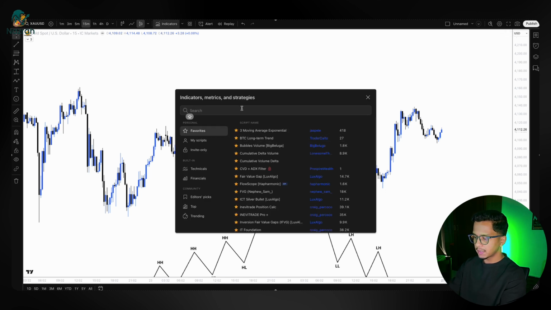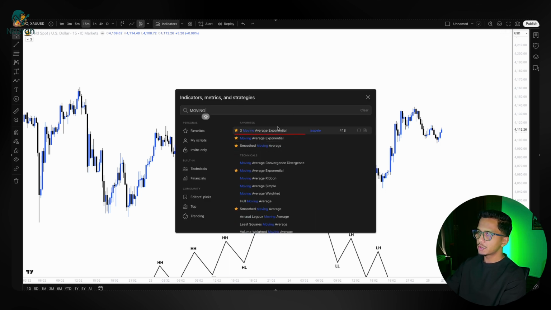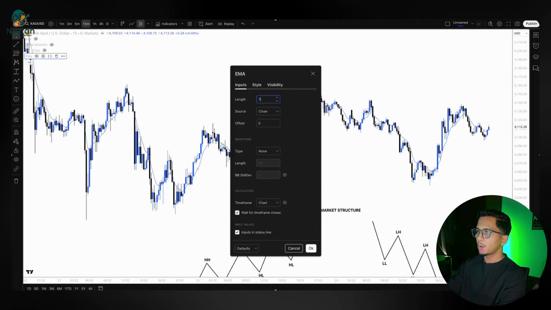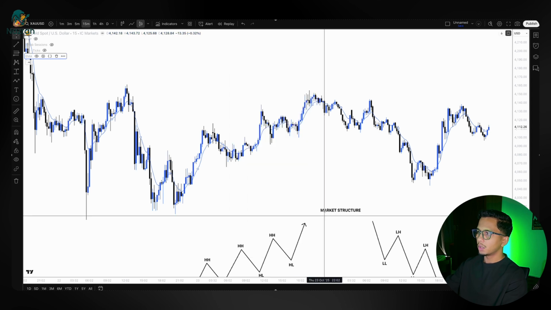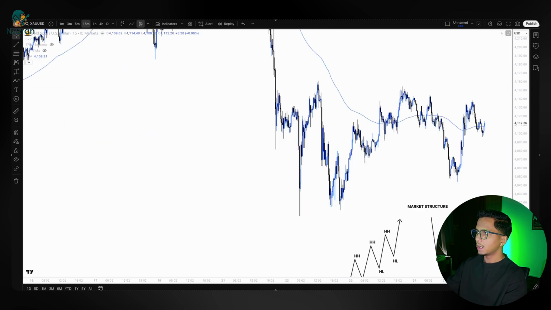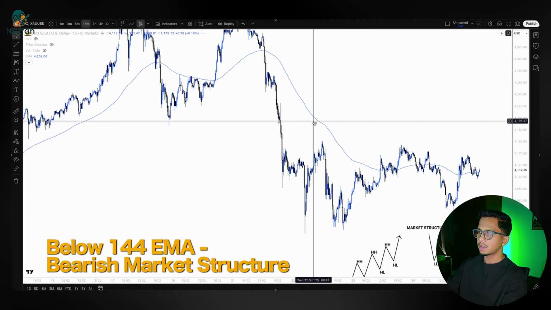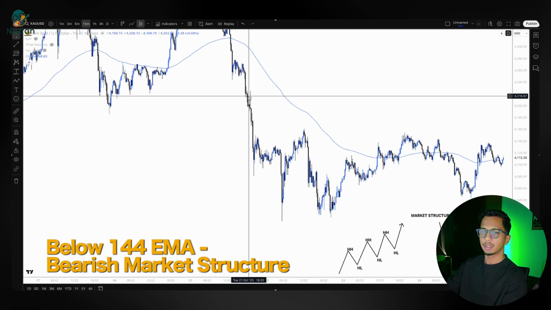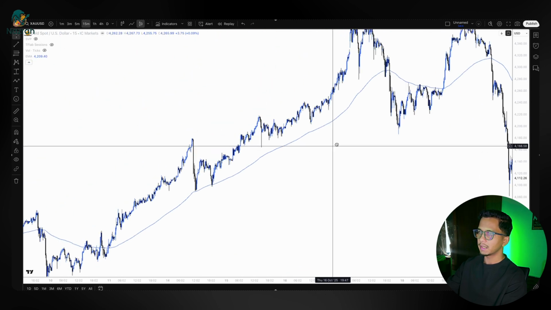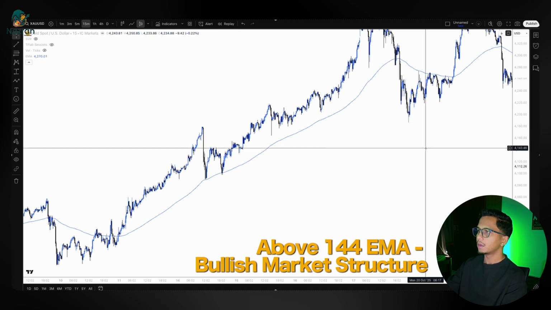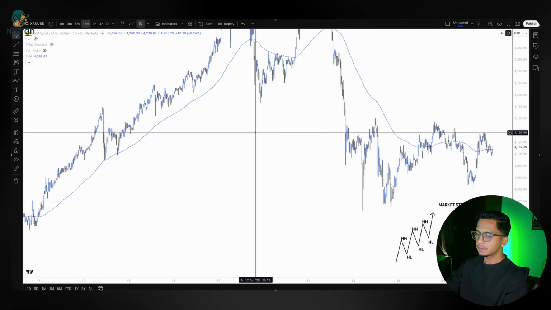Now, the next thing you need to know is the EMA. Now, if you go to indicators and type moving average, it should show as moving average exponential. Once you add it, it will be something like this. Then all you have to do is go to its settings and change the length to 144. Once you have done that, it should appear like this. Now, as long as the market is below the 144 EMA, we are considering it to be a bearish market structure. As long as the market is above the 144 EMA, that means it's in a bullish market structure. Now, that is your bias.